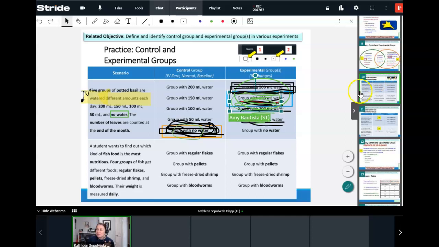Beautiful job, everybody. Because guess what? It's all of it. No matter if you chose one, it's actually going to be all of it. So the whole thing here, the whole kit and caboodle, is going to be my experimental group, because each one of those is what I'm changing. I'm changing from 200 milliliters to 150 milliliters to 100 milliliters to 50 milliliters. That's my experimental group. Okay, it's everything else.